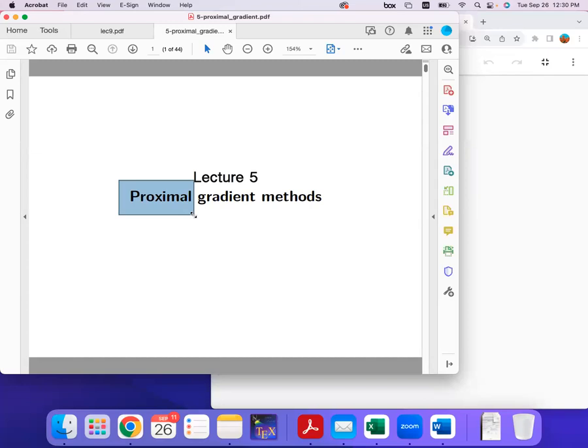Basically, now we are going to see that in machine learning and signal processing, and also in statistics, there are many optimization problems that involve both differentiable and non-differentiable terms. And we will need this proximal method to handle those non-differentiable terms.